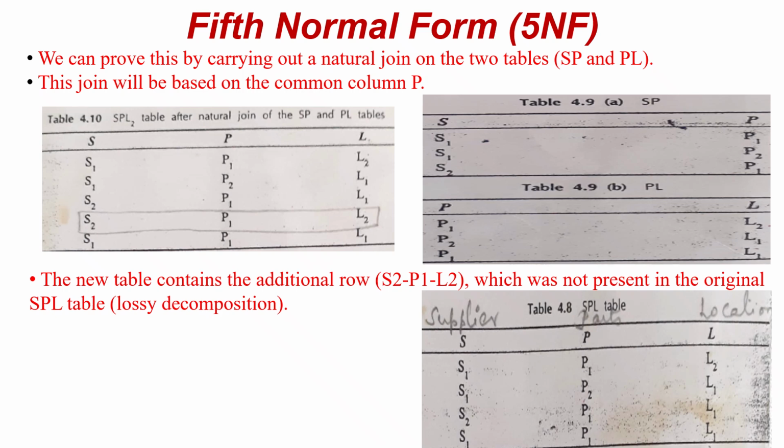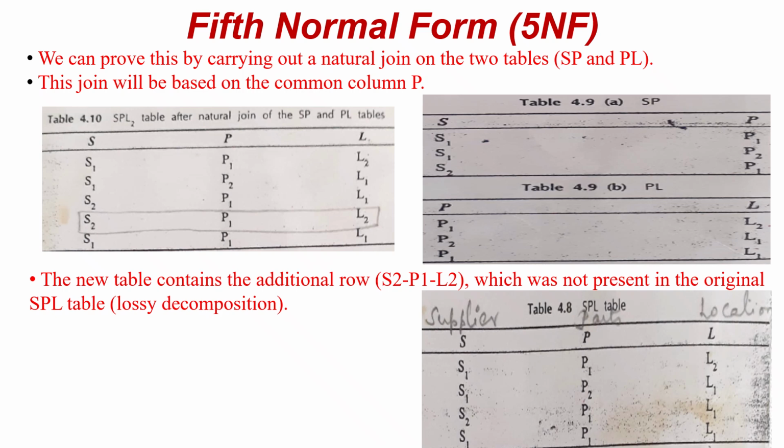We can prove this by carrying out a natural join on these two tables. So we just combine these two tables, and we get these many rows after joining them. But our original table consists of only 4 rows, and after joining these two tables we are getting 5 rows.